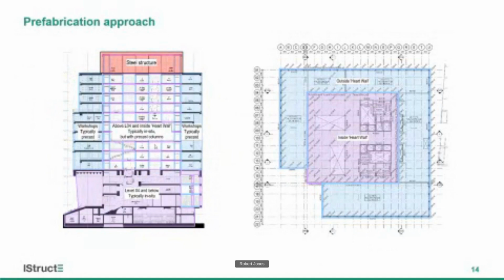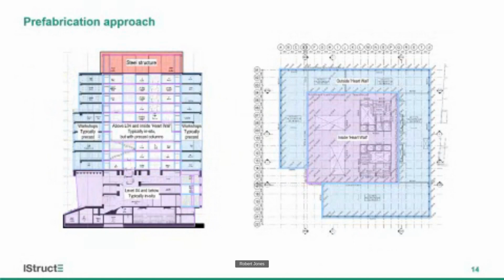The architectural scheme below level 4, the transfer level, had a lot of difference floor to floor. There was a lot of organic shapes and in situ concrete needed to meet the architectural intent. And so it made sense to keep as much in situ concrete in those floors. And then above level 4, you've got all the repetition, regular floor to floor heights, similar floor layouts. And that really suited a lot of precast above that point.